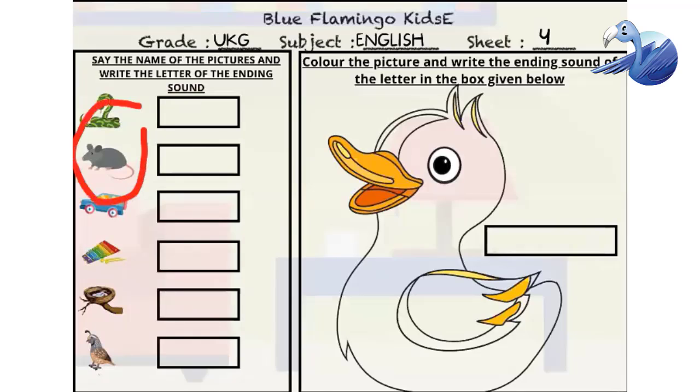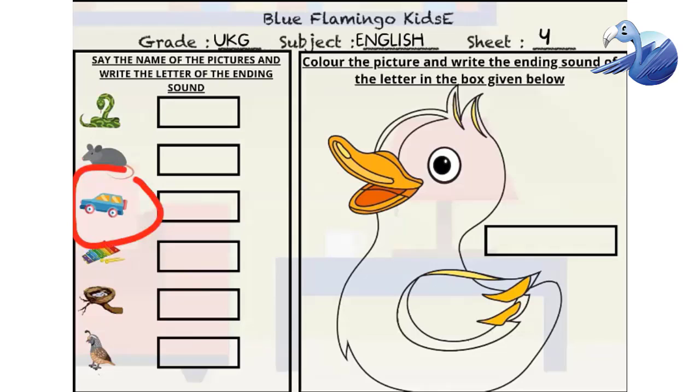Now next one. Which animal is this? This is rat. What is the last letter of rat? It's T. So you have to write T. And what is the sound of the letter T? It's T. Okay.